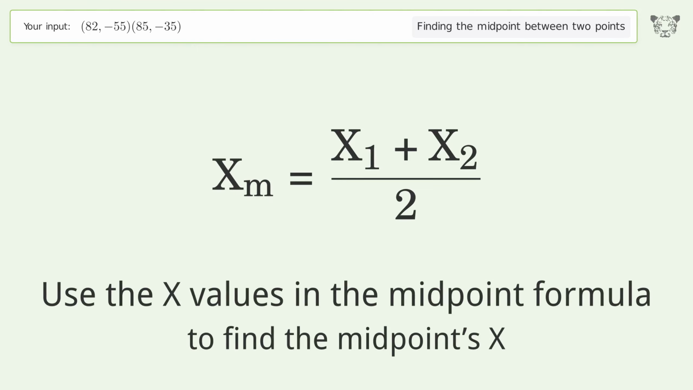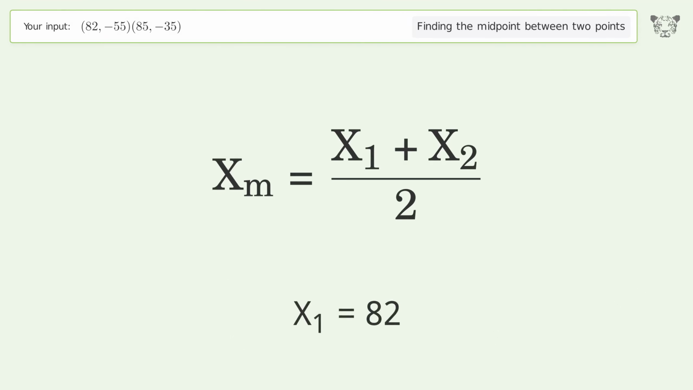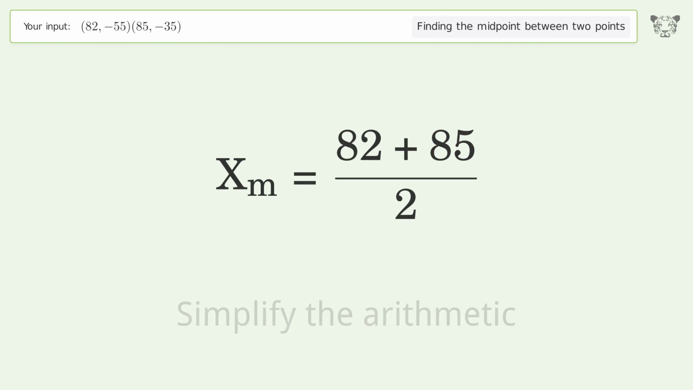Use the x values in the midpoint formula to find the midpoint's x. x1 equals 82. x2 equals 85. Simplify the arithmetic.